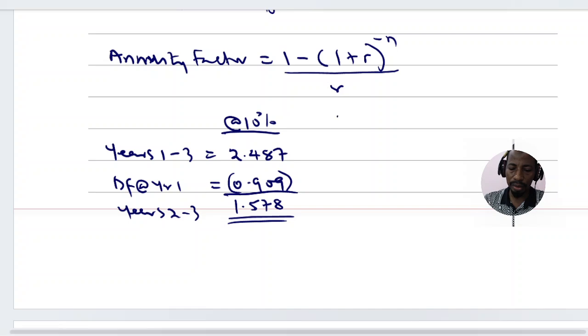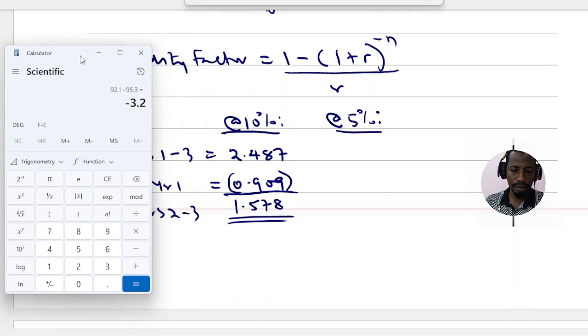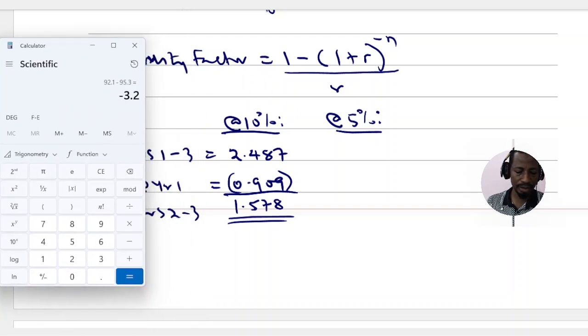Okay, so at 5% discount rate, let's calculate the annuity factor of years 2 to 3 at 5%. So this would be 1.05 raised to power 3, minus 1, divided by 0.05, that's 2.723.